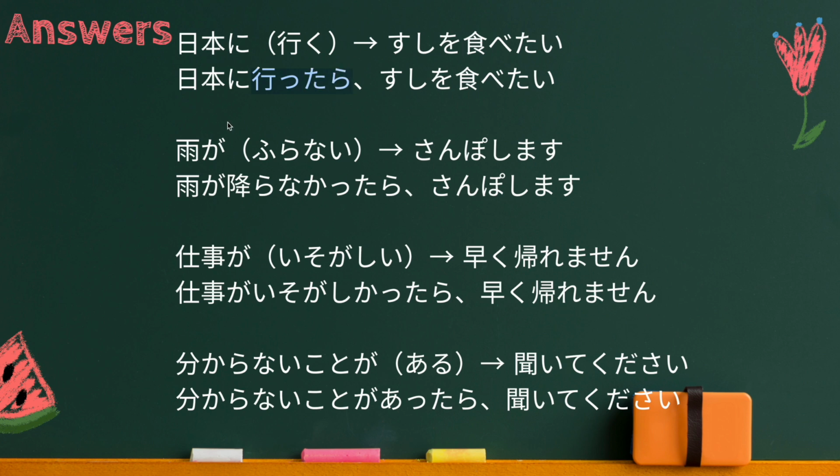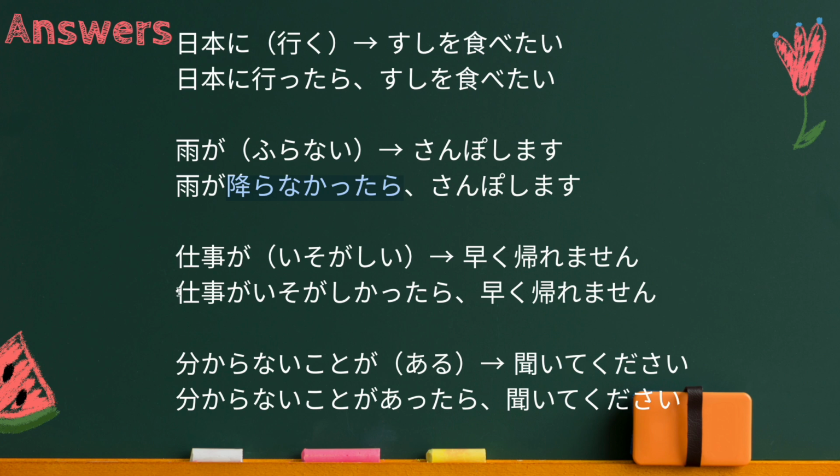Next one. 雨が降らなかったら散歩します。If it doesn't rain, I will take a walk. So whether it's affirmative or negative, an adjective or a noun, change it to the past plain form and then add ra. 降らなかった. This is the past plain form, so use this and then add ra. Together it means if it doesn't rain.